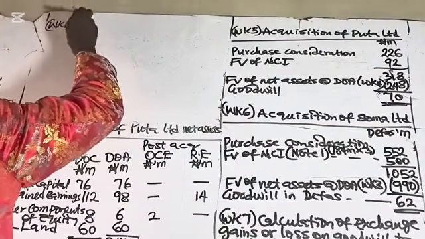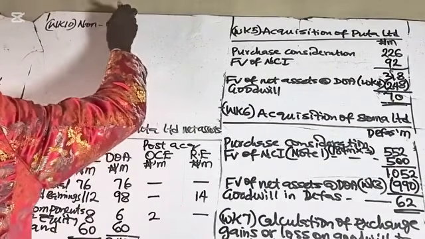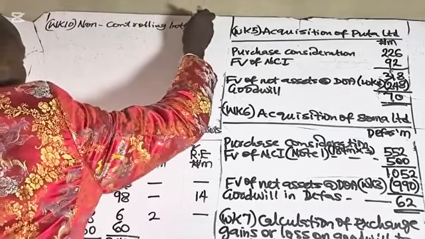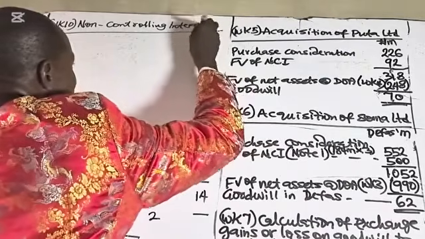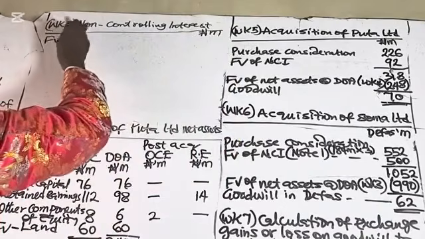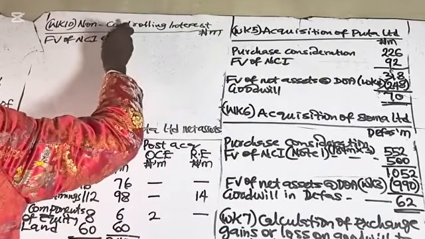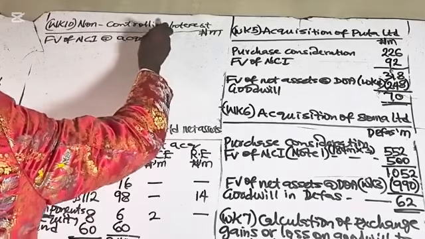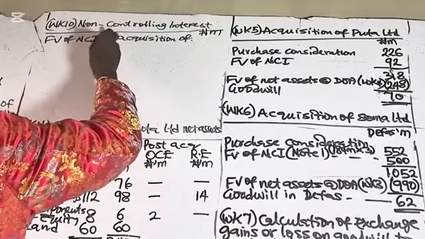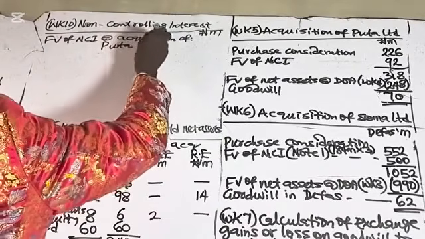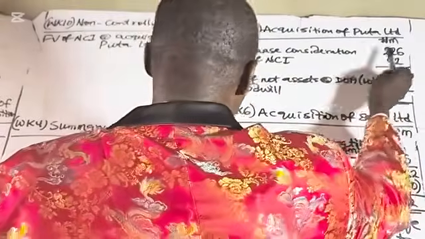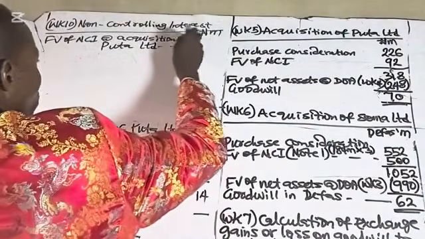Calculation of non-controlling interest. So you start with the fair value of non-controlling interest on acquisition. Fair value of NCI at acquisition of Puta Limited. The fair value of non-controlling interest on acquisition of Puta Limited amounted to 92 million, which shall be used in calculating goodwill.